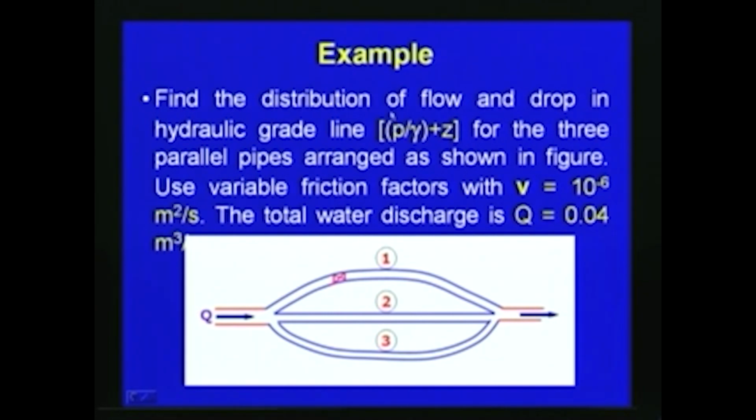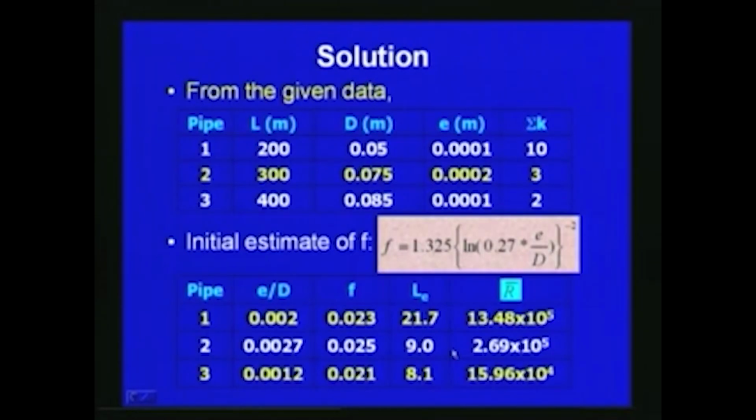So, here we want to find out the distribution of flow in pipe 1, 2, 3, and the various parameters given are: for pipe 1 the length is 200 meter, diameter is 0.05 meter, and the roughness height E is 0.0001 and sigma k is 10. For pipe 2 length is 300, diameter is 0.075 meter, E is 0.0002 meter and sigma k is 3. For pipe 3 length is 400, D is 0.085, E is 0.0001 and sigma k is 2.